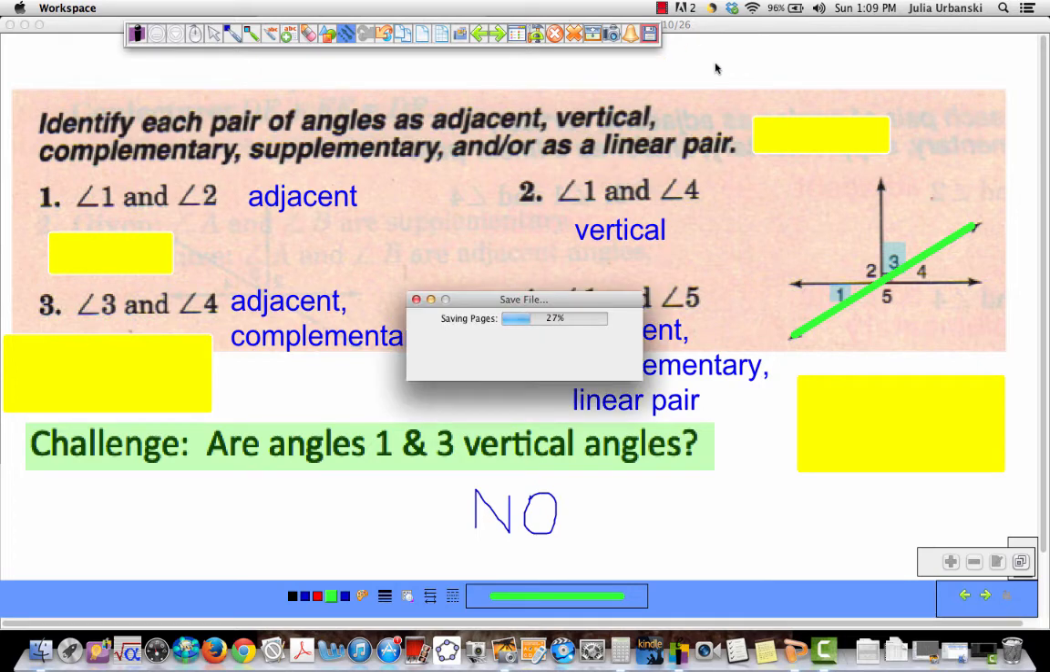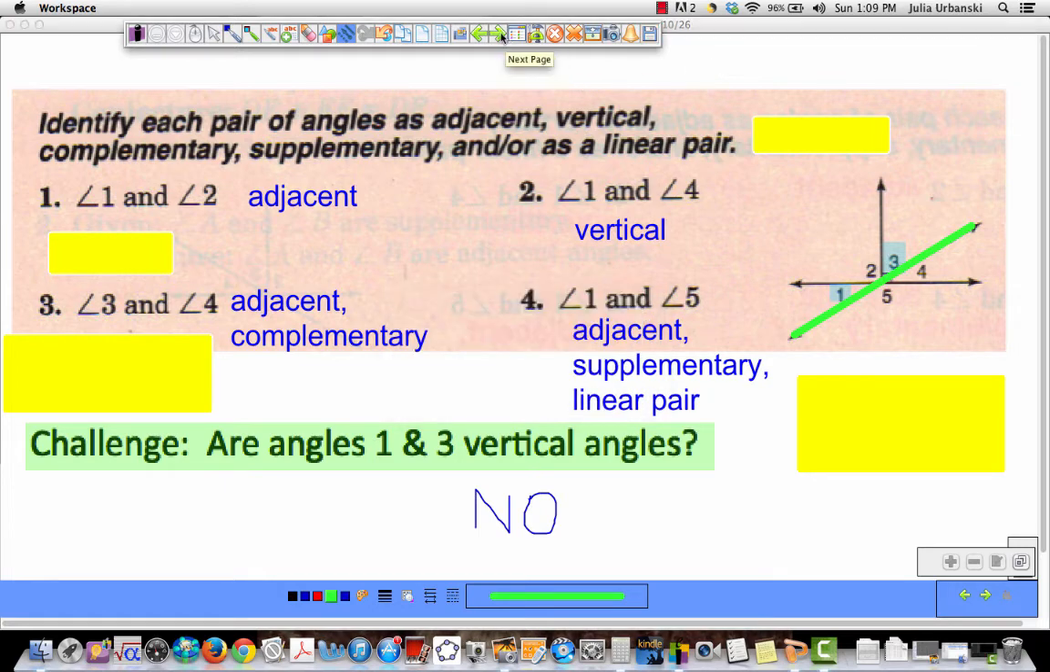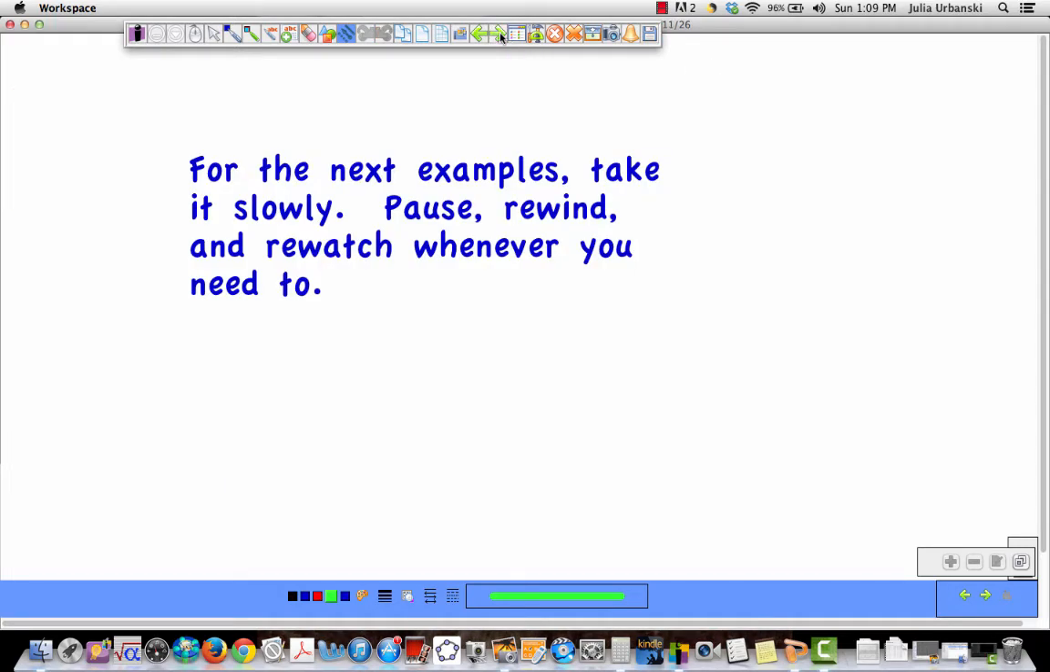Okay, so let's look at the bottom two, and this is the really important part, and we're going to go over this more tomorrow in class, but I want you to be prepared for that. So go ahead and have these copied down. For these next examples, take it slowly. These are kind of challenging problems. Pause, rewind, and rewatch whenever you need to make sure you're ready.